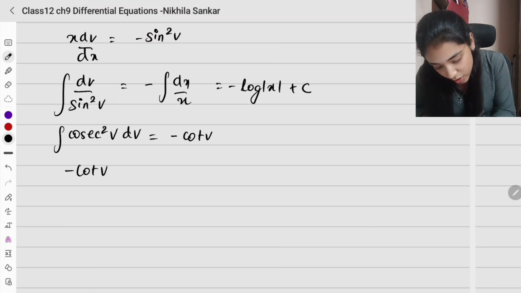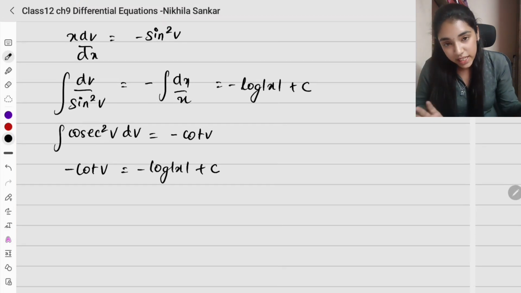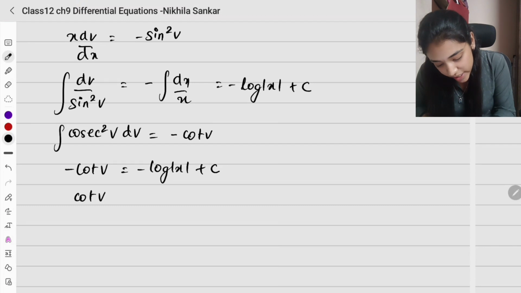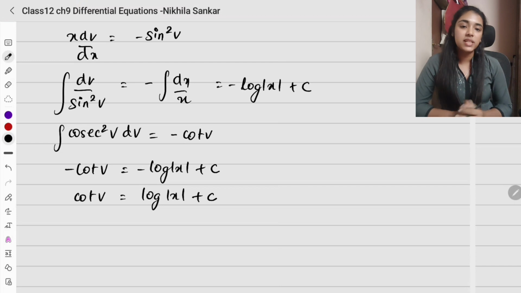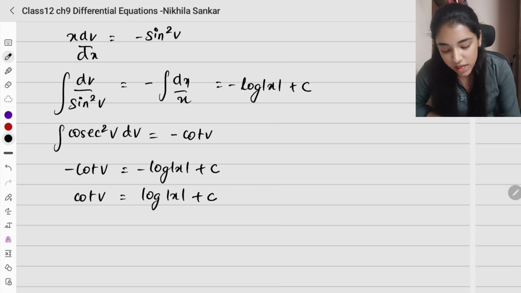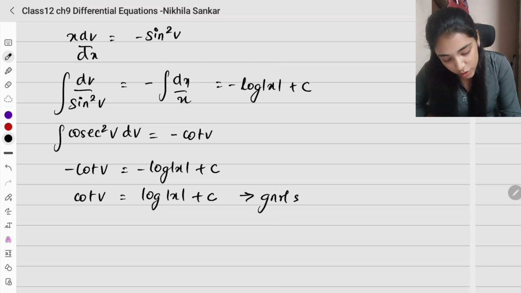So now what is there? Minus cot v equals minus log mod x plus c. Multiplying by minus on both sides, cot v equals log mod x plus c. Plus c or minus c doesn't matter because it's an arbitrary constant. Now this is my general solution.